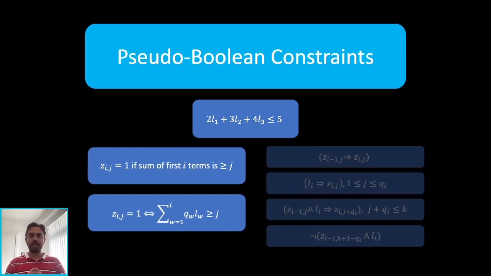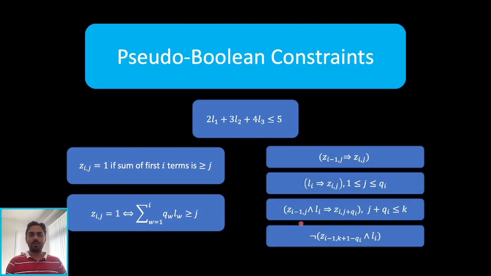Okay, so the clauses will look something like this. There are 4 different types of clauses. The first one is Zi-1,j. If the sum of the first I minus 1 terms is greater or equal to j, then obviously the sum of the first I terms is also greater or equal to j. It can be more than j, but we are using greater or equal to, so we are fine. And this is only true because all the coefficients are positive.